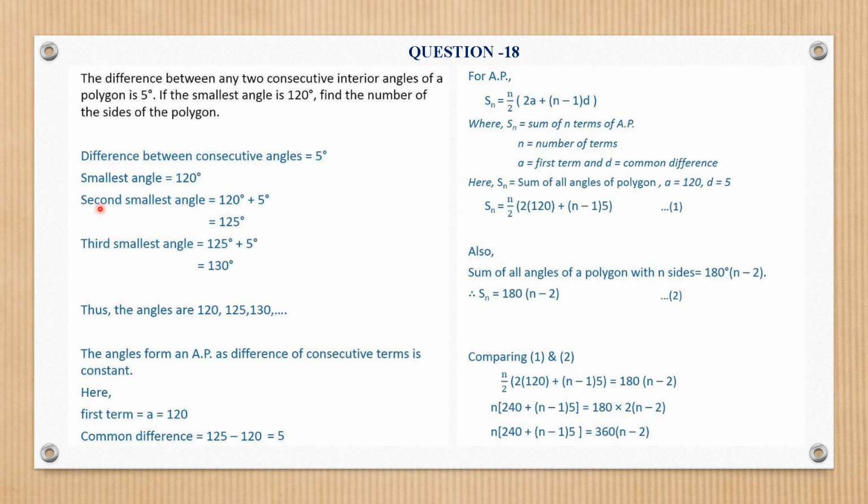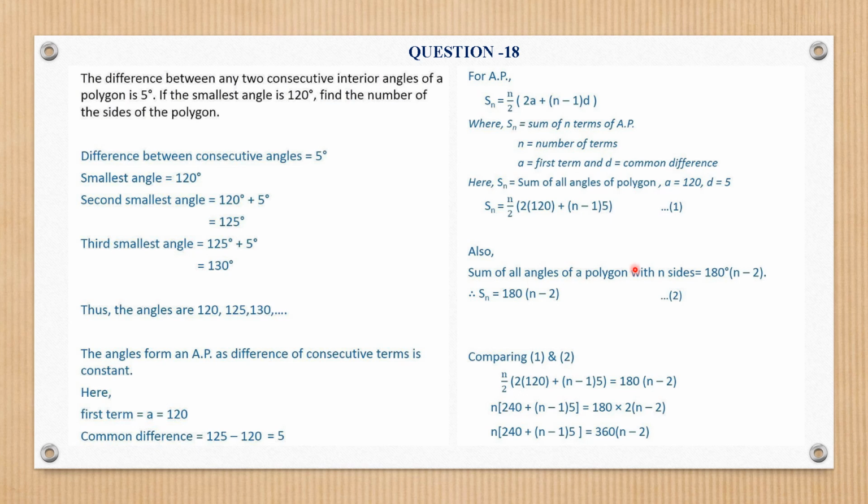So let us start with it. The difference between angles is 5, the smallest is 120, the second will be 125, the third will be 130. You will get the AP as 120, 125, 130, and so on. So a is 120, d is 5. Now, as we are talking about the number of sides of the polygon, we will use the formula for the sum of all interior angles of a polygon having n sides. So Sn is n by 2 times (2a plus (n minus 1)d). Let us put the values of a as 120 and d as 5.